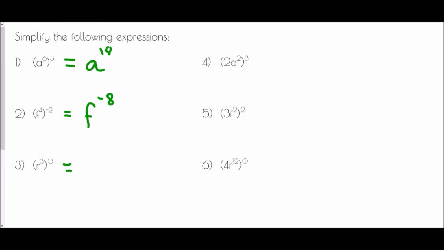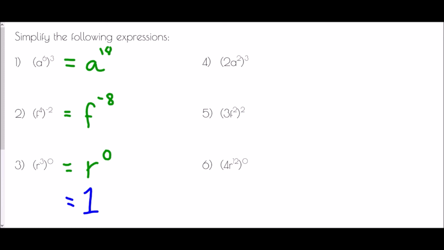In question 3, I have r to the power of 3 being raised to the power of 0. Now if I multiply those two powers together, it's still going to be r. What is 3 times 0? Well, anything times 0 is 0, so that is r to the power of 0. But again, just a reminder, because that is a power of 0, we can actually just call that 1.